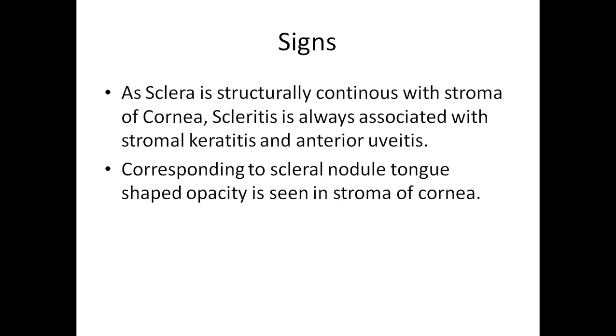As sclera is structurally continuous with the stroma of the cornea, scleritis is always associated with stromal keratitis and anterior uveitis. Whenever you see a scleritis case, if you carefully examine the cornea corresponding to that sclerotic nodule, you will see a tongue-shaped opacity in the stroma of the cornea, which tells that scleritis is always associated with keratitis. Whereas in episcleritis, the cornea will not be involved.